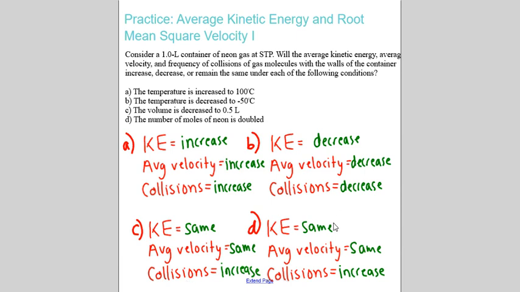And then D, same idea. The number of moles of neon gas is doubled, so we didn't change the temperature at all, ignoring any gas law changes. So that means same kinetic energy, same average velocity, but more particles means more collisions.